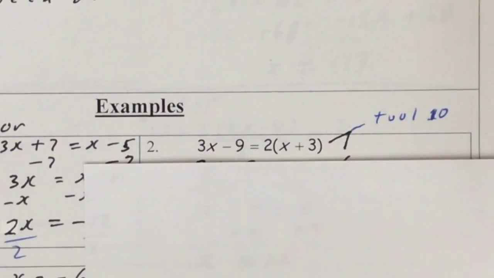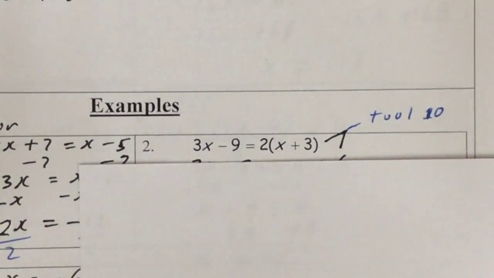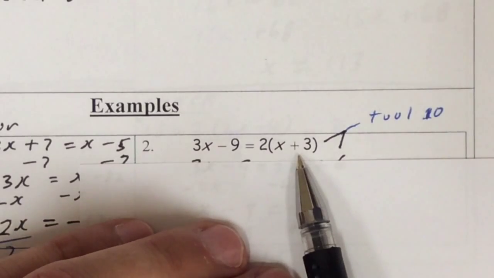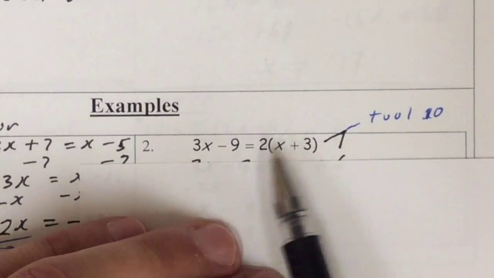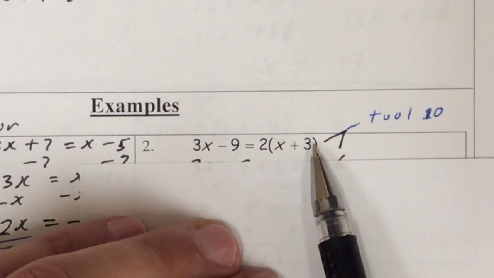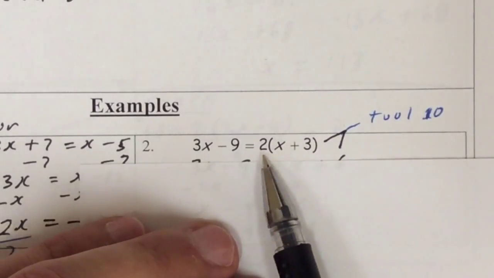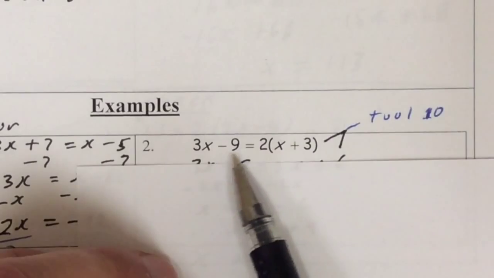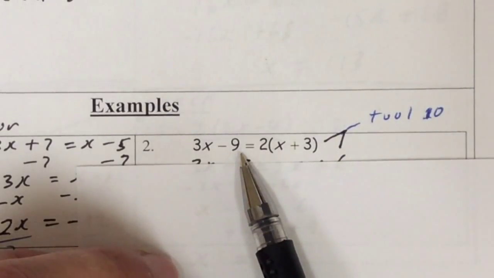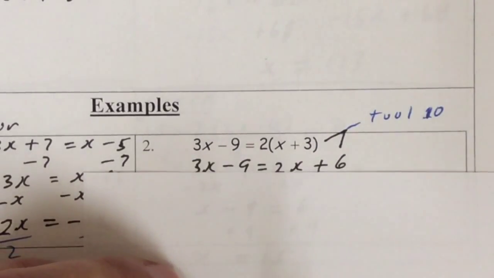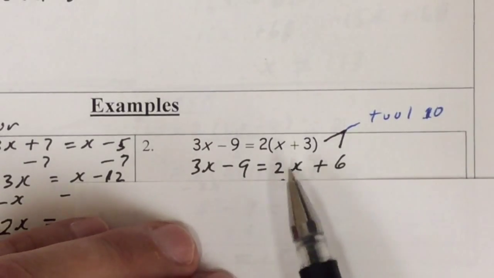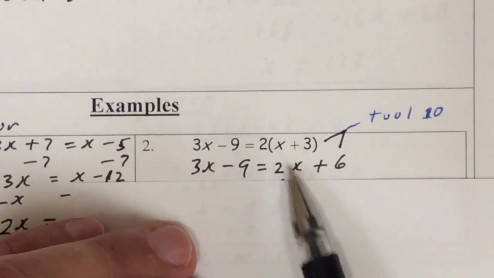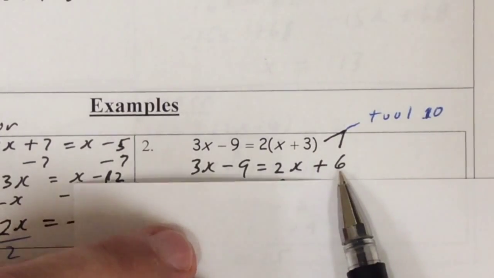Example 2. So 3x minus 9 equals 2x plus 3. Here you need to use the distributive law. You need to expand this out, 2x plus 2 times 3. Or you can divide both sides by 2, but since 2 doesn't divide evenly into 9 or 3, that's not going to be nice. So when we expand out that side, we still get 3x minus 9 on this side. We get 2x. 2 times 3 is 6.